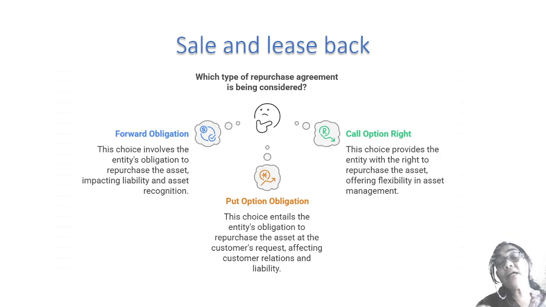There can be a third category where you sell the asset, lease it back, but the customer has the right to sell the asset to you. In that case, the customer will sell it to you or will enforce the right of repurchasing it only if it is economically beneficial to him. In that case, again, you will either recognize it as a sale or a lease option.